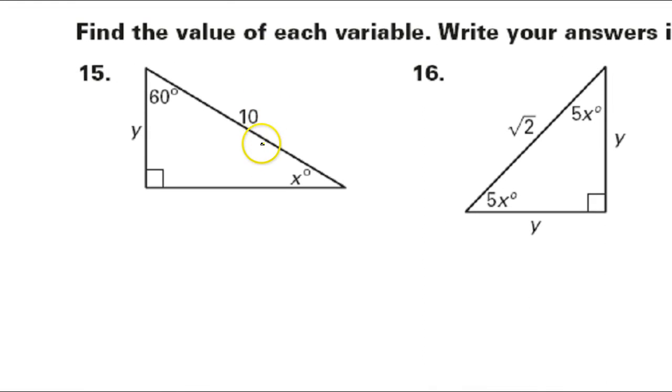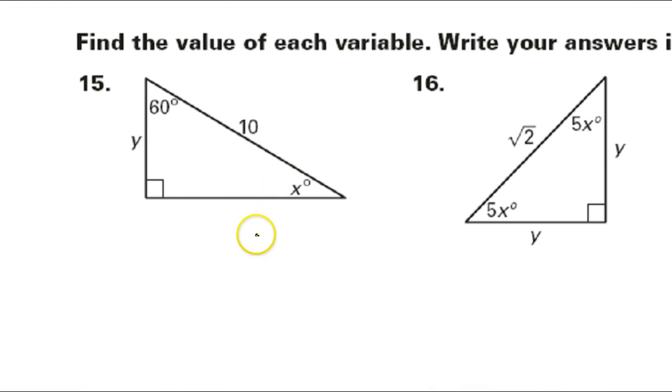We have to get through this. The video is getting way too long. Another 30, 60, 90 triangle. So that makes this would have to be 30. Alright, x is 30, and I'm not sure what kind of symbol that is, but that's 30. The hypotenuse is 10. That means the short leg must be 5. Okay, so y is 5 and x is 30.